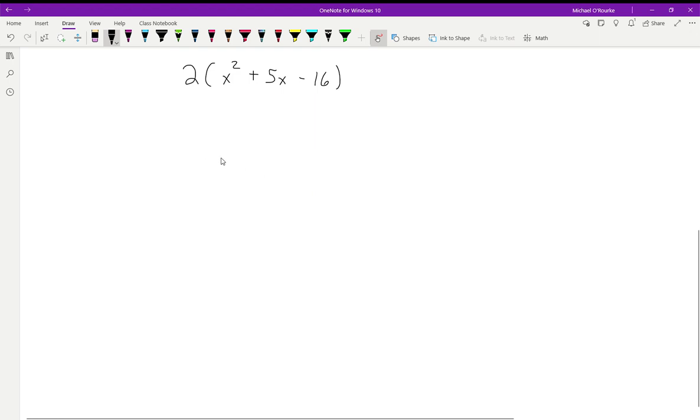Now the one thing I could do here is something better than the same. So let's go 4x to the 4 minus, I don't know, 8x squared plus 20. So we look for our common multiple. Common multiple is 4.